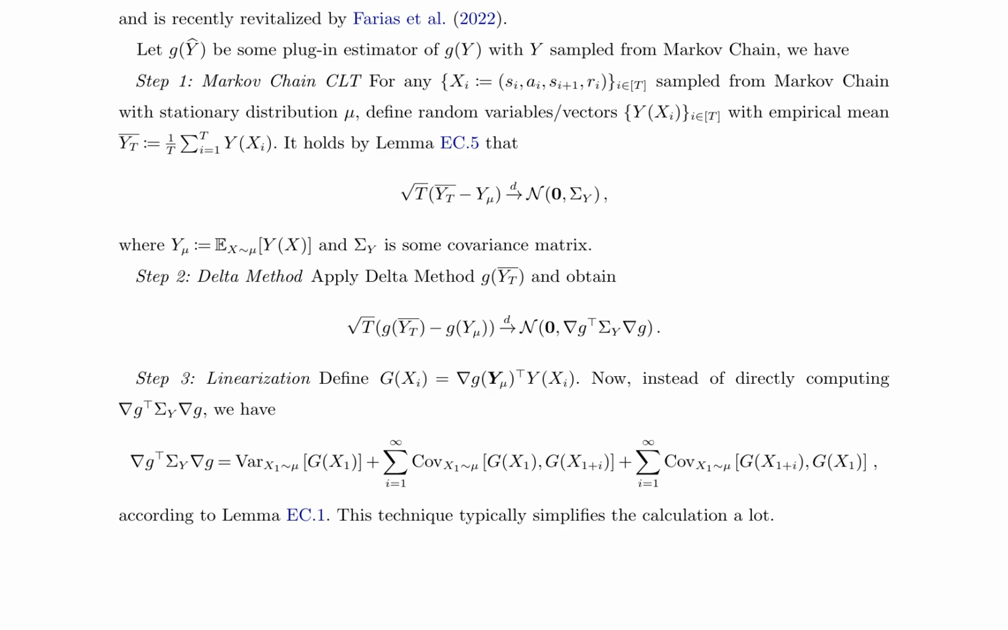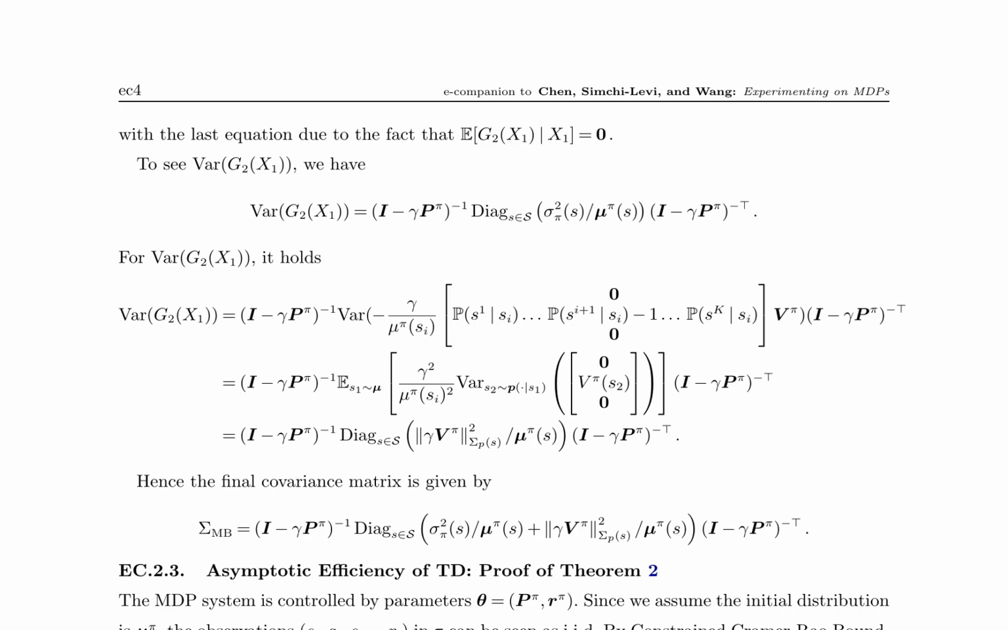In the subsequent sections, the authors derive the linearized part of the function g, denoted as g(Xi), consisting of 2 components: linear reward and linear transition. By rearranging the terms, g(Xi) is rewritten as the sum of 2 components, g1 and g2. The authors then compute the covariance matrix sigma_g, which is equal to the variance of g(x1), since the covariance between g(x1) and g(xk) is 0 for k greater than or equal to 2. The variance of g(x1) is further decomposed into the sum of the variances of g1 and g2.